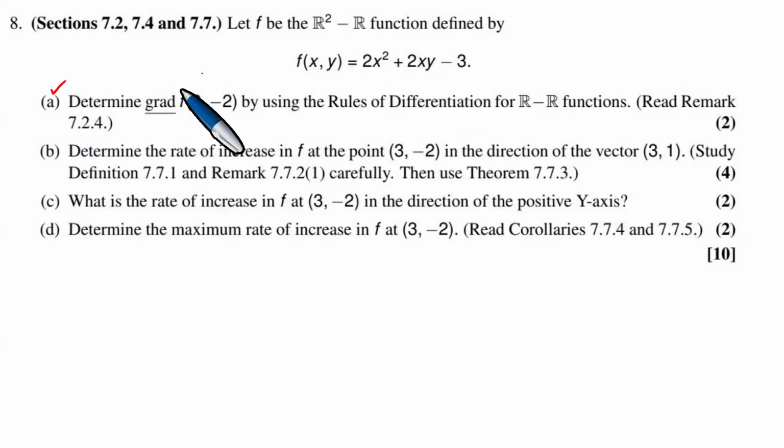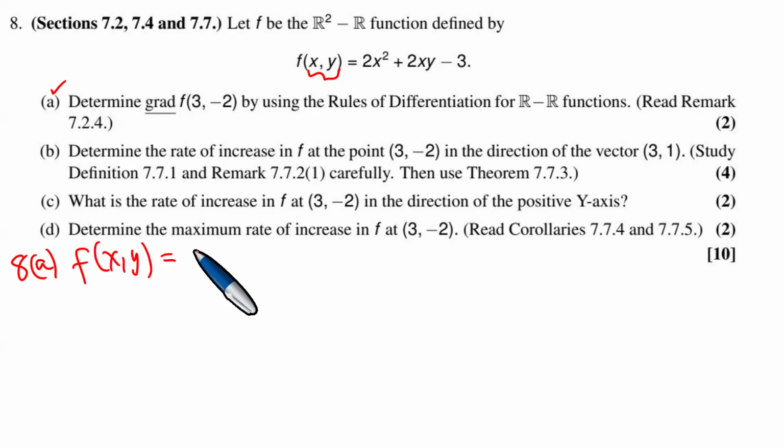Let f be an R2 to R function. In other words, it moves from R2 to R. The output is a real number, whereas the input is a set of ordered pairs, defined by this. Determine the gradient of f at 3, minus 2 by using the rules of differentiation for R to R functions. I took the questions from literature. So we're looking at 8a. The function f of x, y is 2x squared, 2xy minus 3.